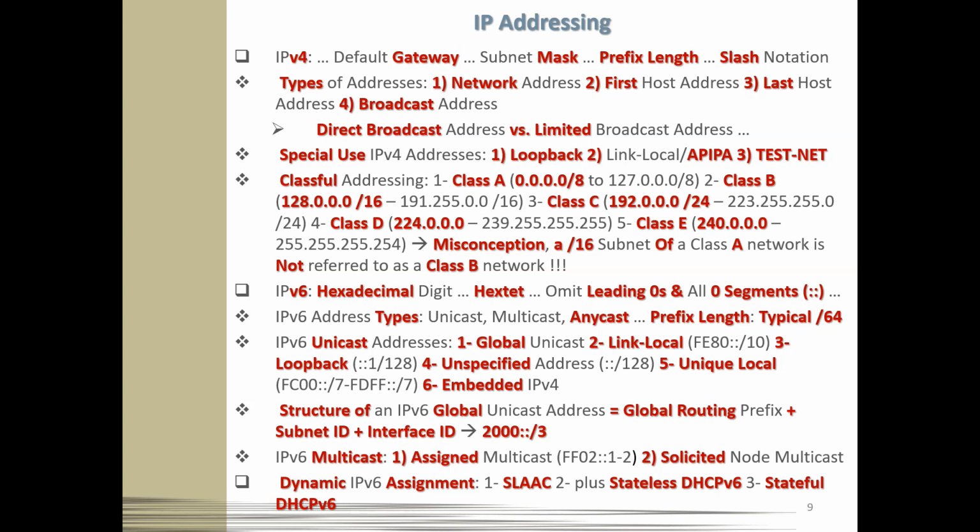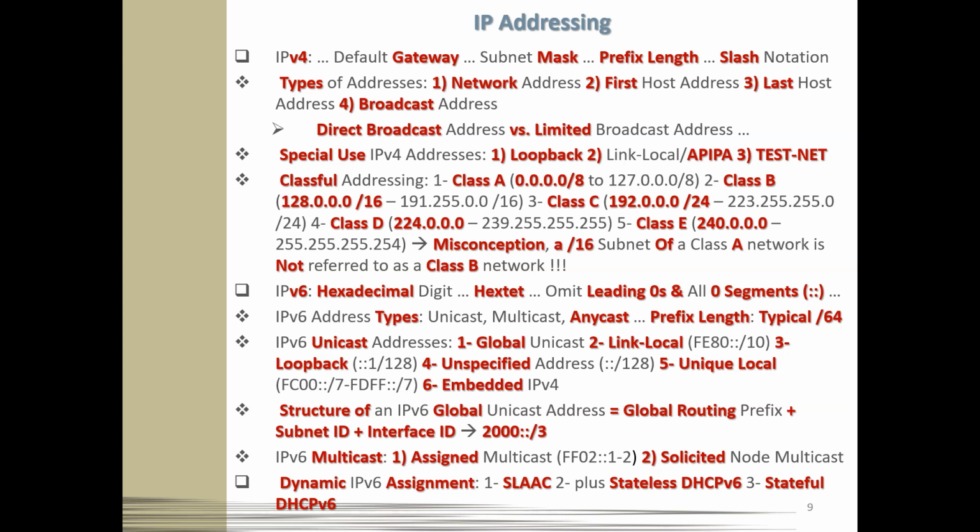The third category of special use IPv4 addresses covers the addresses that are used for teaching and learning purpose. 192.0.2.0/24. So all the addresses from 192.0.2.0 to 192.0.2.255, this range, all these addresses can be used for teaching and learning purpose.